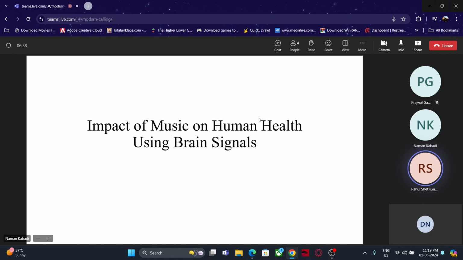So I am Rahul Shet, and these are my team: Naman Kabadi, Prajul Gaonkar, and Dhanush Naik. And we are presenting our project called "Impact of Music on Human Health Using Brain Signals."